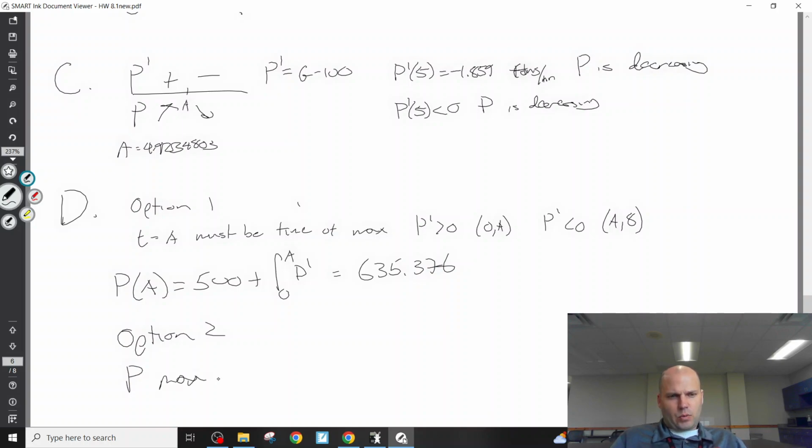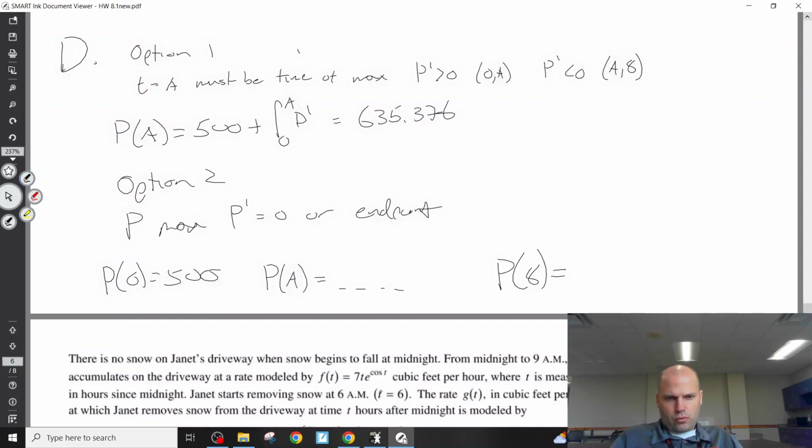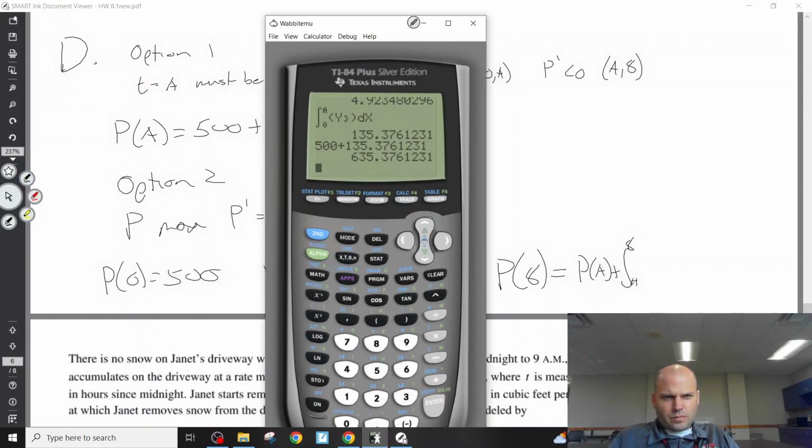P has a max when P prime equals 0 or an endpoint. Here we go. P of 0 equals 500. P of A, you showed your work up here. You would repeat this work. P of 8 equals... You could either say it's P of A plus the integral from A to 8, or you can go P of 0 plus the integral from 0 to 8. Let's use P of A plus the integral from A to 8.